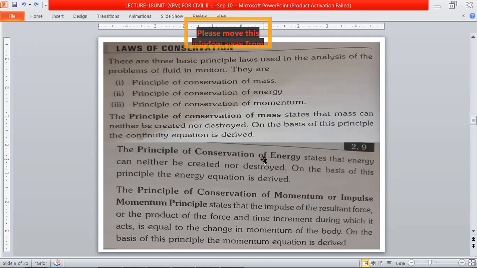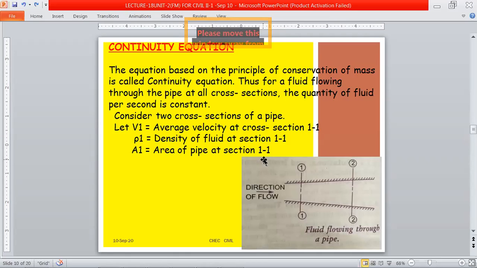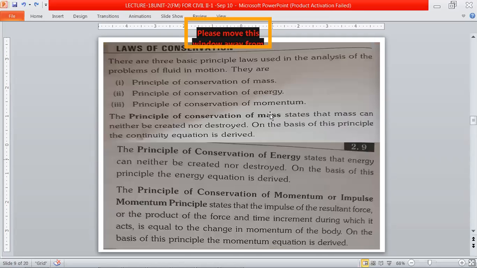Next we'll see the first one, the continuity equation, which is related to mass. It is a very simple derivation, so if it comes in the exam, you can write it very easily: derive the continuity equation. Now see what the continuity equation says. The continuity equation is based on the principle of conservation of mass. As we said earlier, conservation of mass is expressed by the continuity equation.